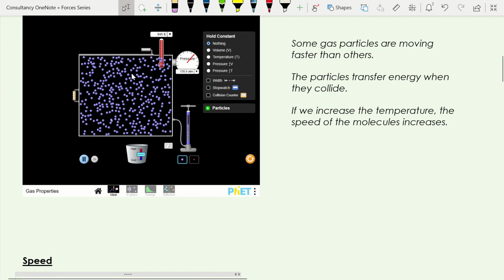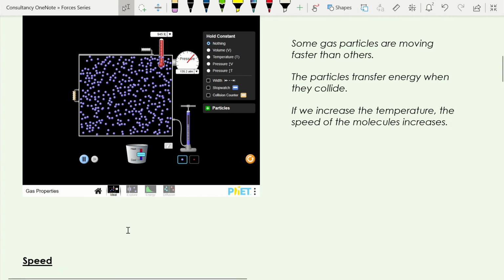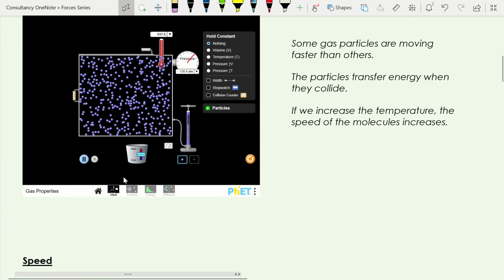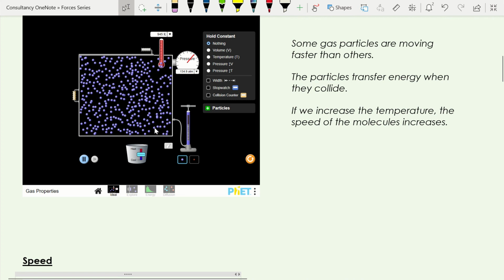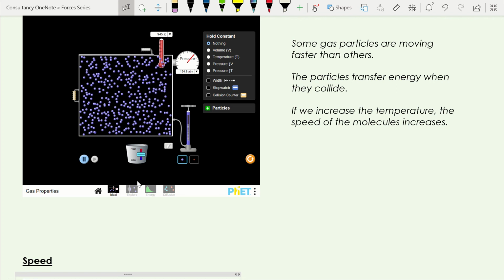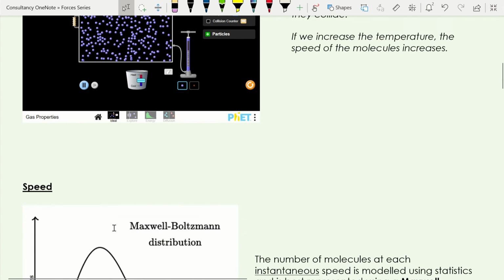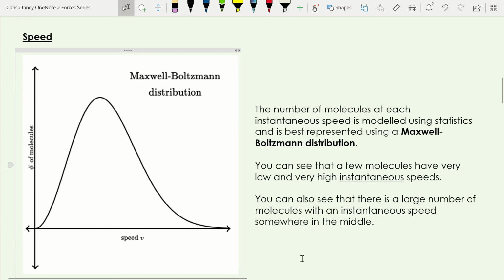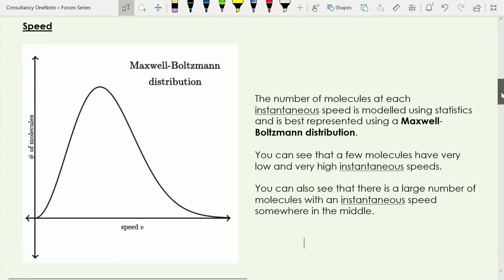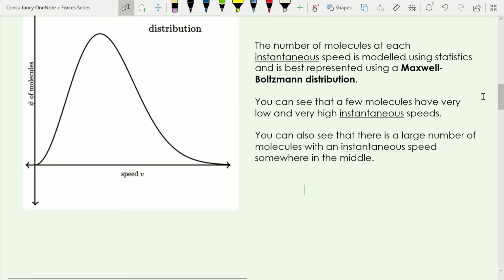You will see most of them are somewhat in the middle at sort of this middling kind of speed. But you can find some that happen to be traveling particularly fast and some that happen to be traveling particularly slowly. And you can kind of see this distribution in action. So this is how we describe the instantaneous speed in a gas. We have a range of different speeds, but some are more probable or more common than others.